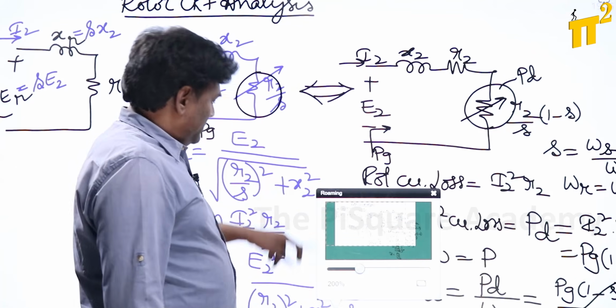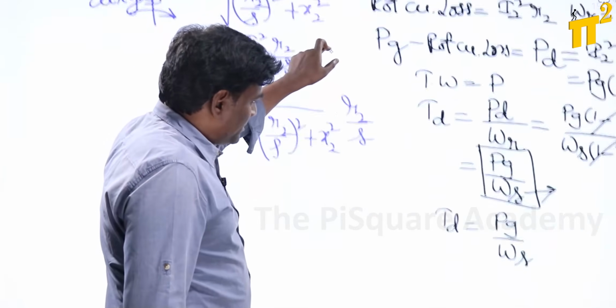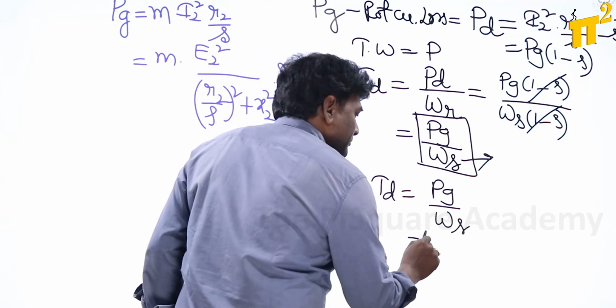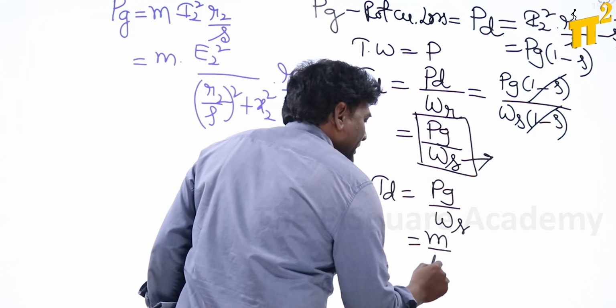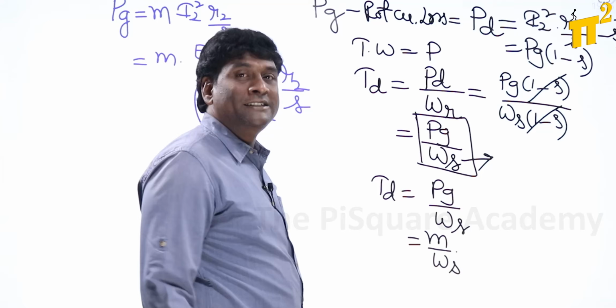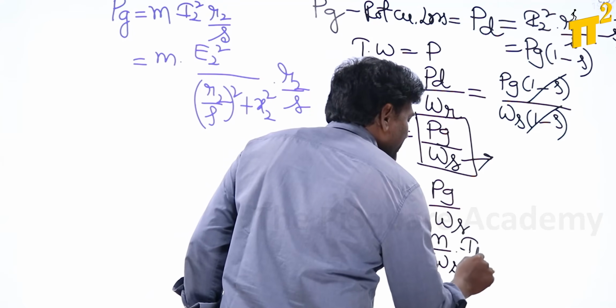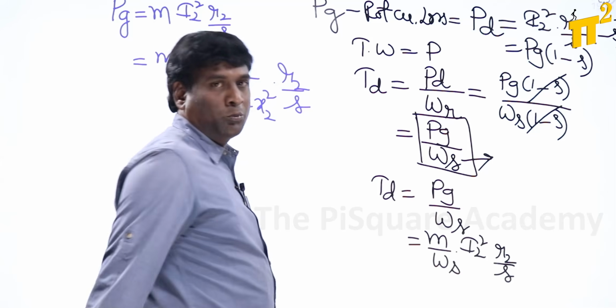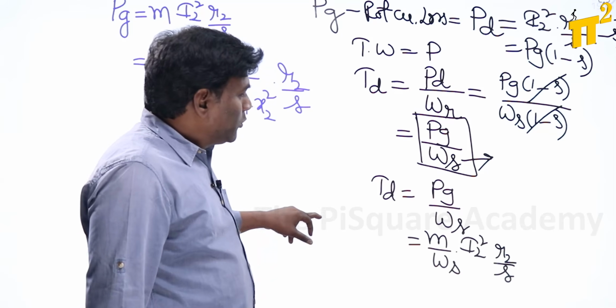Now the thing here is, this is going to be m, the number of phases, divided by omega s. Now what is per phase PG, the air gap power? Per phase PG is going to be I2 square R2 by S. Problem solved.